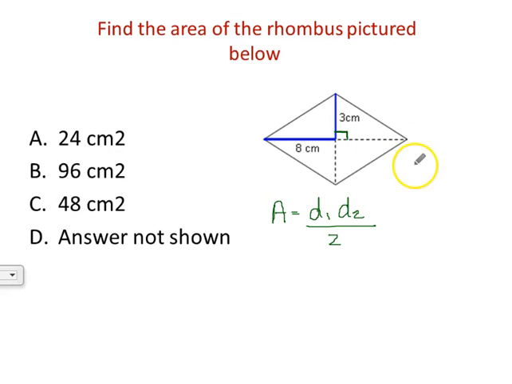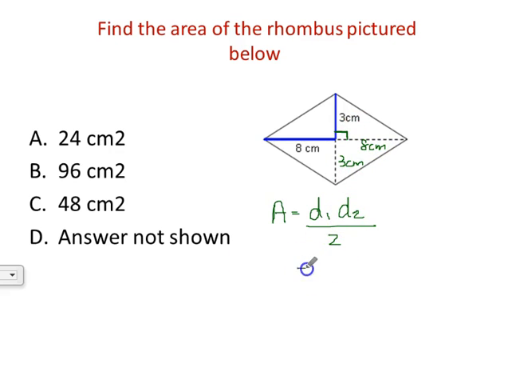We know parts of our diagonals, don't we? So we need to find the other lengths of our diagonals. And in a rhombus, you have a special pattern: the diagonals are going to bisect each other. So from here to here is going to be 3 centimeters. Since they bisect, this side is also going to be 3 centimeters. And same with the other. This one's going to be 8 centimeters.